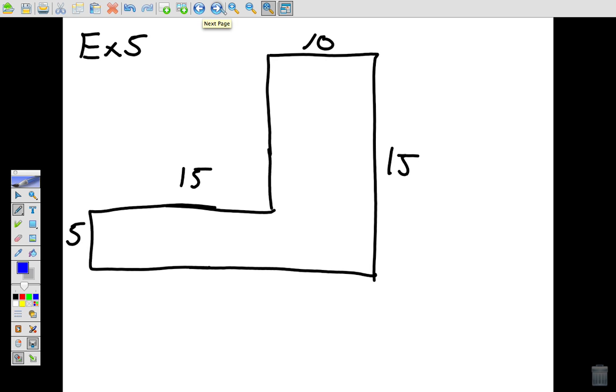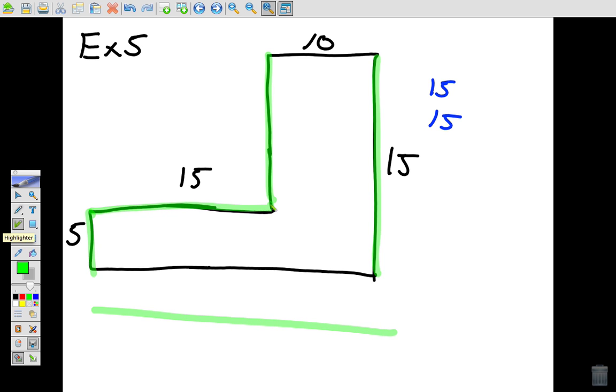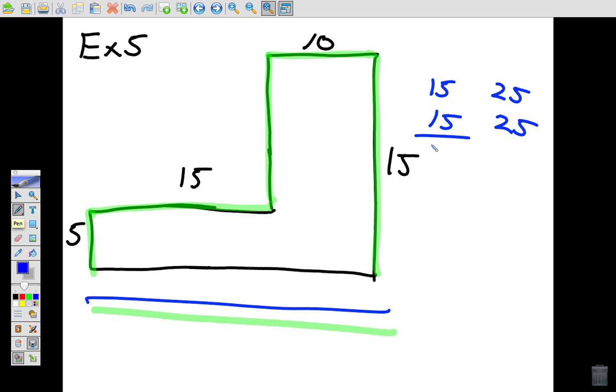One last example, example 5. I'm going to use the method that I originally demonstrated because it always works. Let's see, I know this is 15, don't I? So I've got a 15. I also know that this part plus this part add up to 15. Now I don't know the whole length of the bottom, do I? But I do know that 15 plus 10 is 25, so I've got a 25, which means that this whole length is 25. So I have a 30, I have a 50, so my total is 80 units, which is the perimeter.